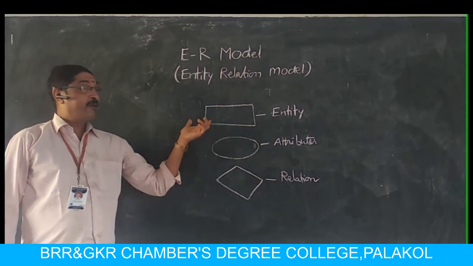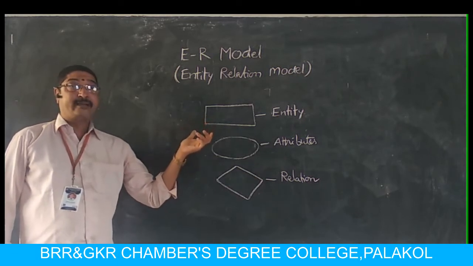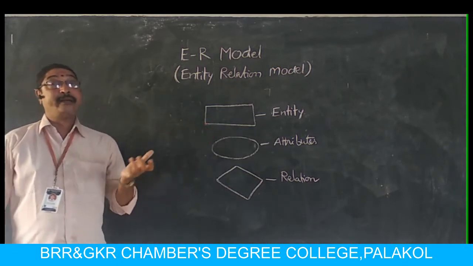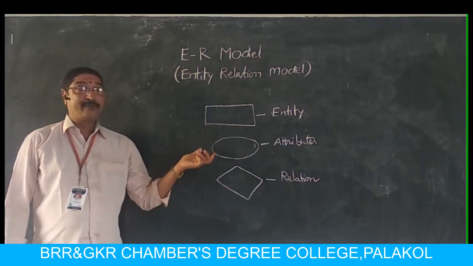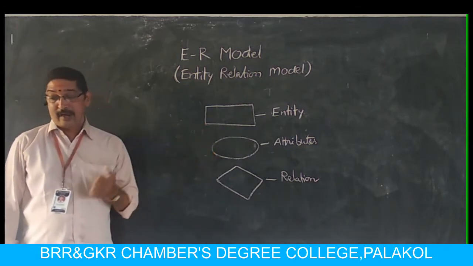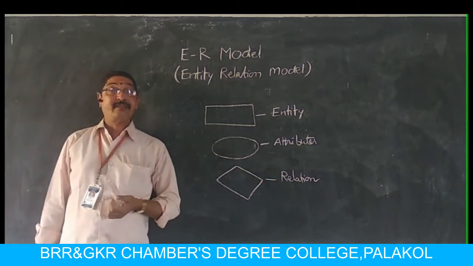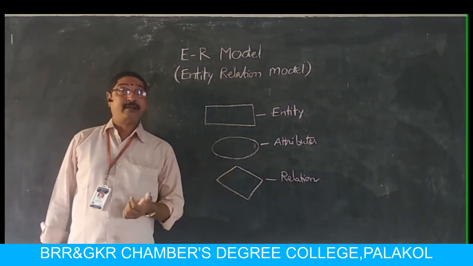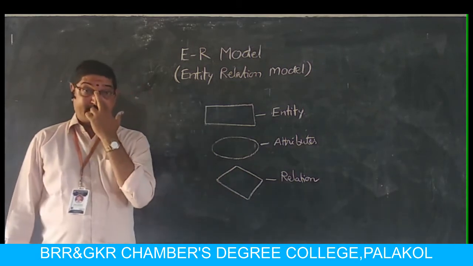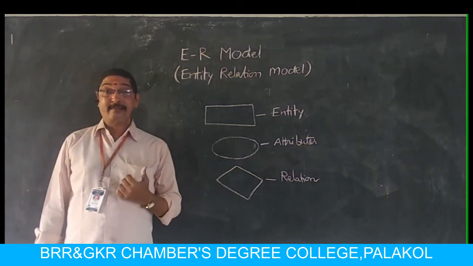First one, entity, as I already said, which has several details. Those details are called attributes. And relation can be represented with the help of diamonds, and these will be connected with the help of lines in the diagram.